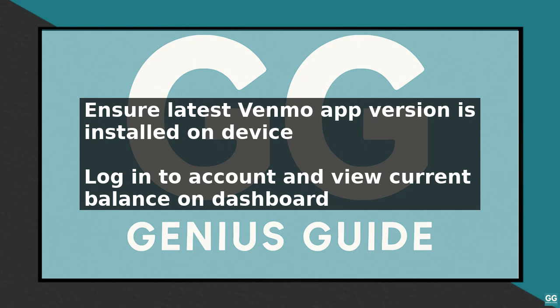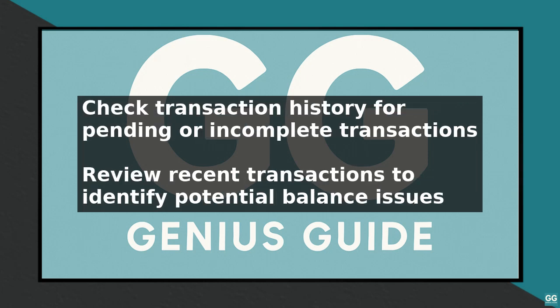Look for any recent transactions that may be pending or incomplete. Venmo transactions can take a few days to process, so it's possible that a recent payment or transfer is still being processed. Next, check your bank account to ensure that the funds have been transferred successfully. If you've sent money to someone, check with the recipient to confirm that they've received the payment. If you're still having issues, try refreshing your balance by clicking on the refresh button in the app.